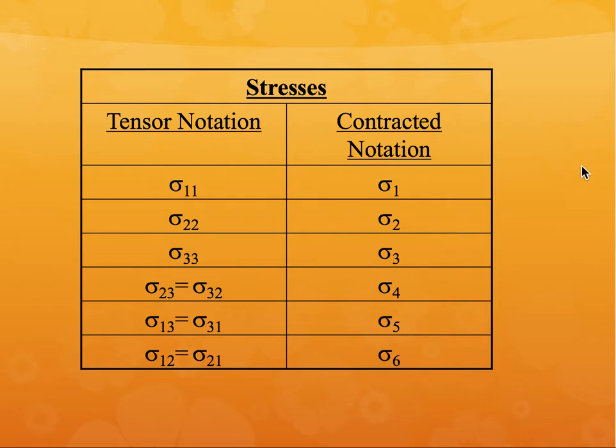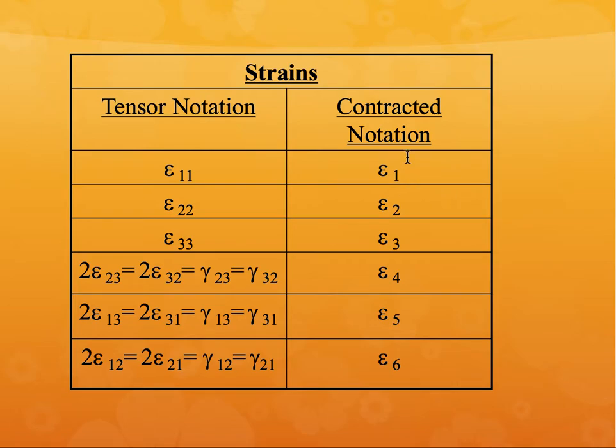And when that is the case, this is the tensor notation, and you can reduce that to the contracted notation. So sigma 11 is the same as sigma 1, sigma 22 is sigma 2, etc. So you have 6 states of stress for sigma. Same thing with epsilon.